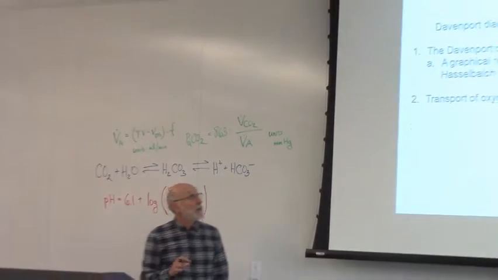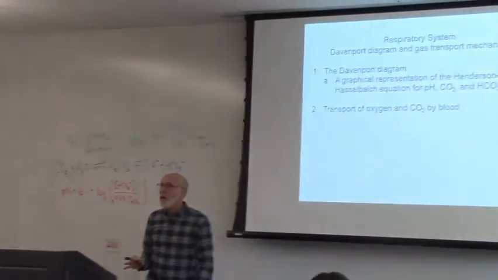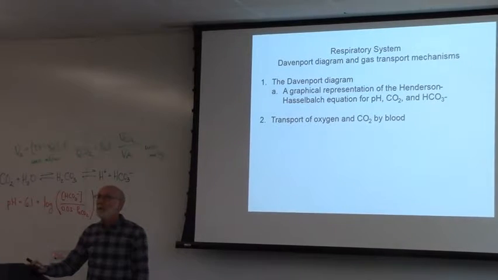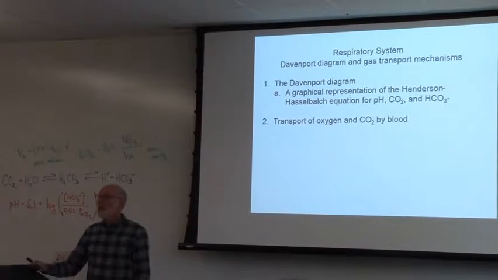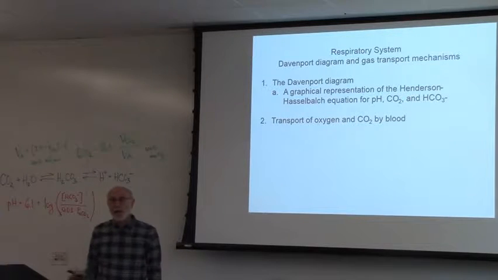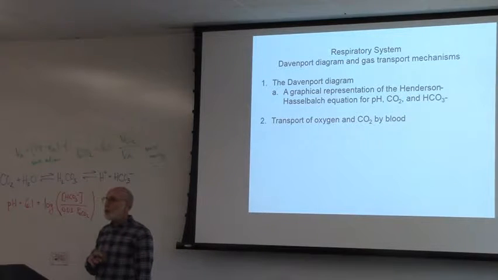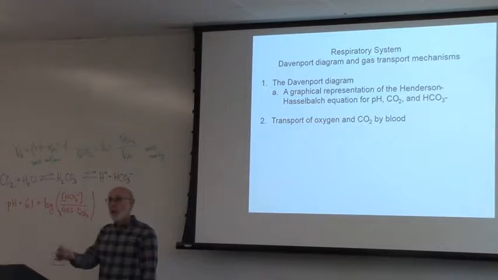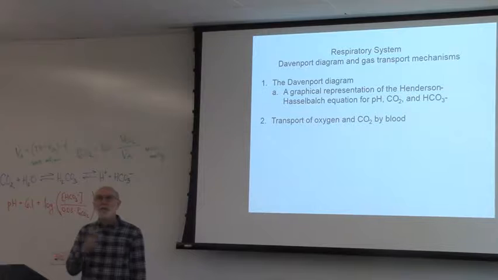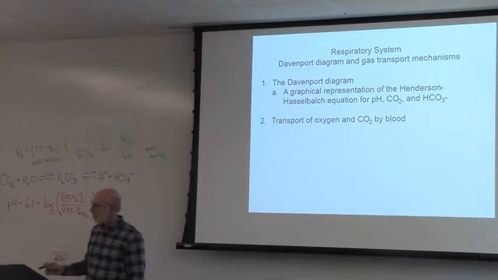Okay, so today what we're going to do is focus on the Davenport diagram, make sense of that thing that I revealed a week ago, but try to have it make sense. It's complicated. And then we'll talk about how the blood transports oxygen from the lungs to the tissues and transports carbon dioxide from the tissues back to the lungs.